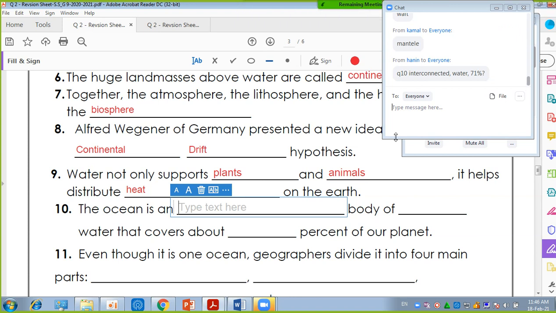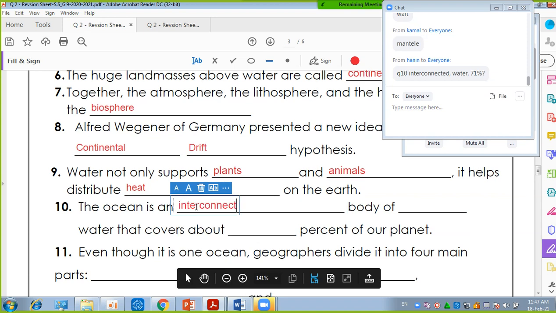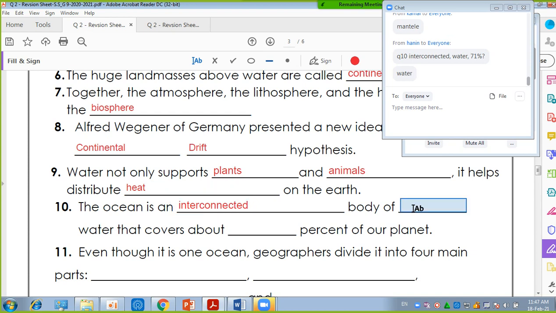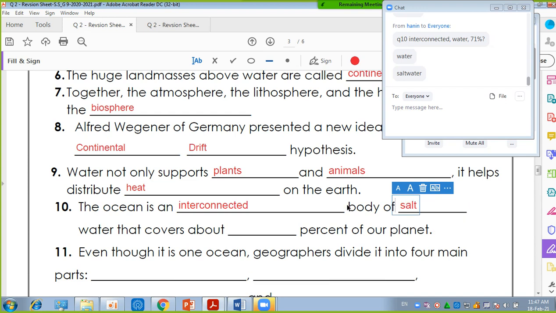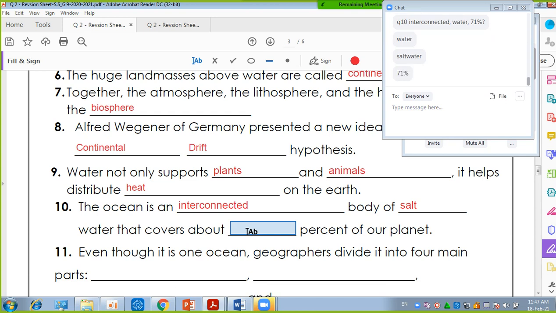Haneen, one question. The ocean is an interconnected body of what type of water? Salt or fresh? That's right, salt. Body of salt water that covers about how much percent of our planet? The ocean. Yes, excellent, 71%. Excellent, great job, Haneen, really.